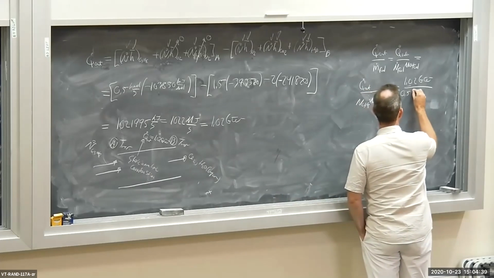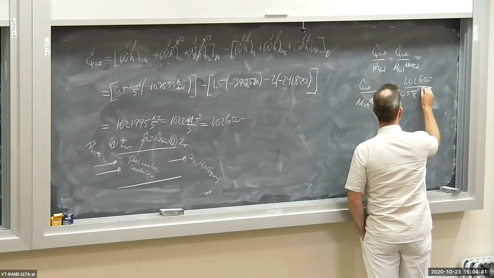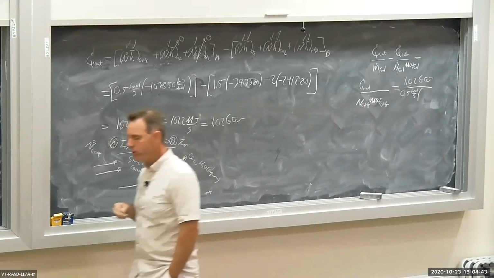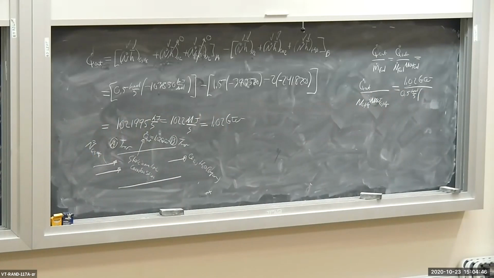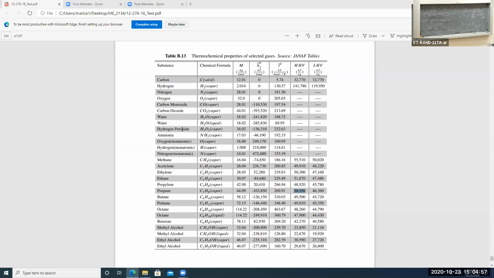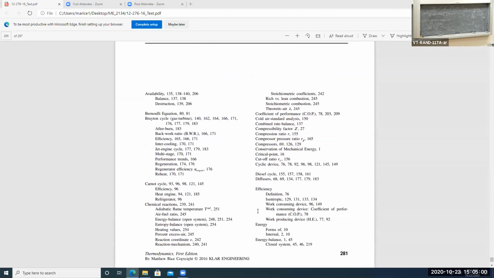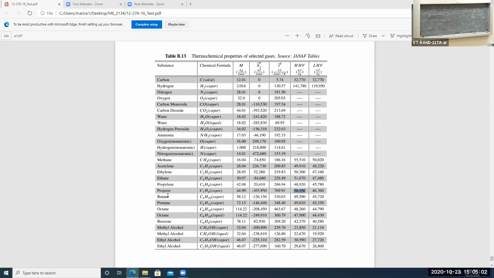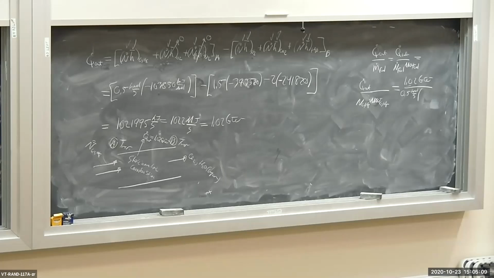So 0.5 kilomole per second. And the molecular weight of propane. Let's find the molecular weight for propane. Propane, vapor. Molecular weight, 44.09 kilograms per kilomole.